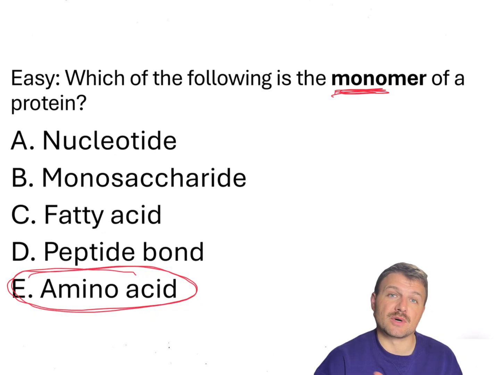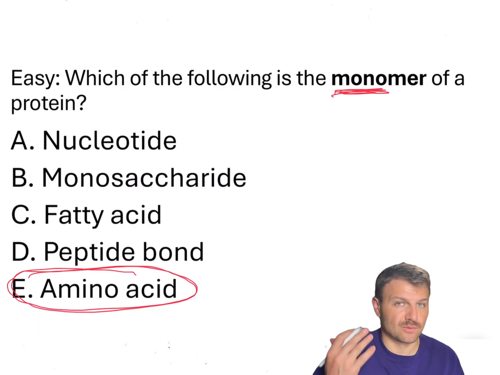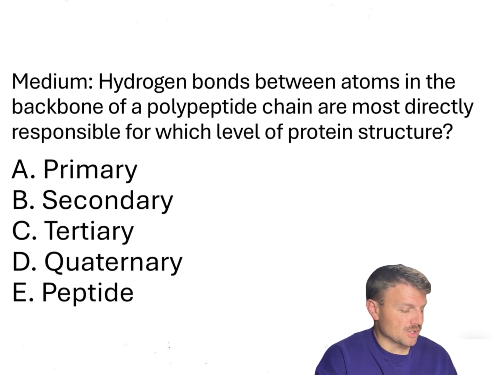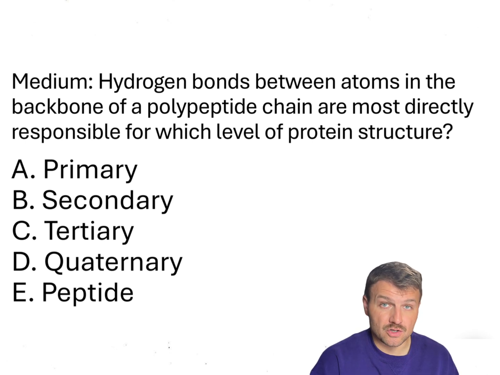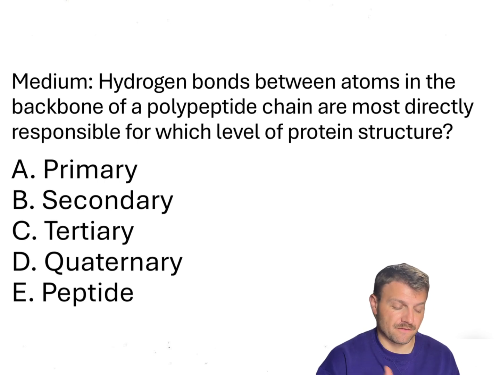So this is why this question is a little bit easier of a question, is you don't have to do a lot of thought with this question. It's just rote memorization. Here's the medium question. Hydrogen bonds between atoms in the backbone of a polypeptide chain are most directly responsible for which level of protein structure? So this again is a little bit more of a difficult question. There are some larger words here in the question itself, and just the whole thought process behind this is a little bit more difficult than the first question.